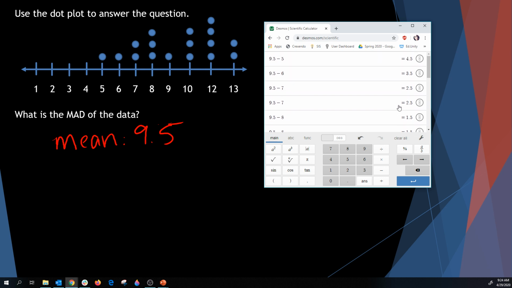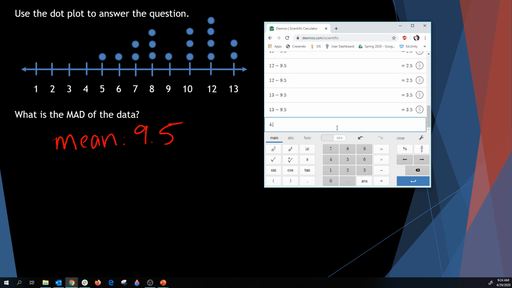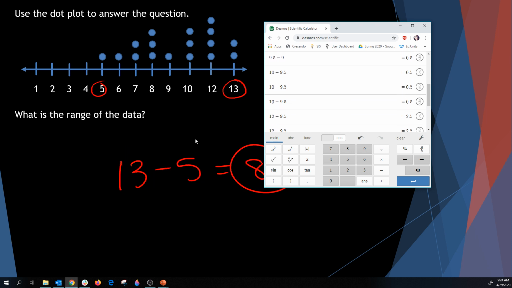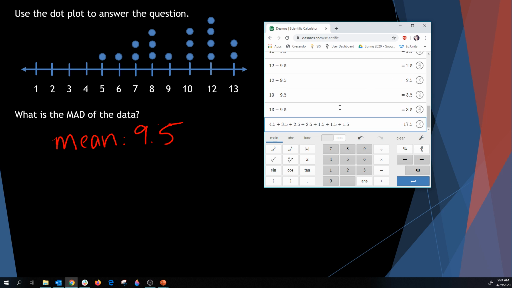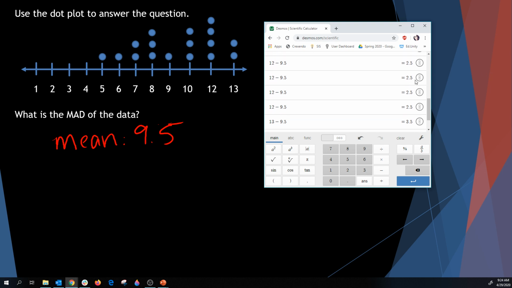Alright. So let's add up all these together. So 4.5, 3.5. We're going to have 2 2.5s, 3 1.5s. Just to double check. Whoops, I accidentally moved this. So 3, 2, so 4 0.5s. And then we have 1, 2, 3.